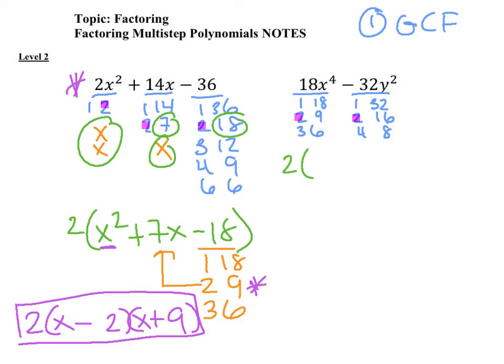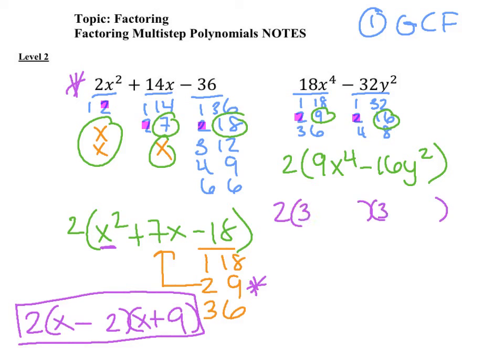Then what I have left over is 9 x to the 4th minus 16 y squared. Now I can factor the inside using difference of squares. So I'm going to go ahead and rewrite this with 2 parentheses. And how do I get 9?